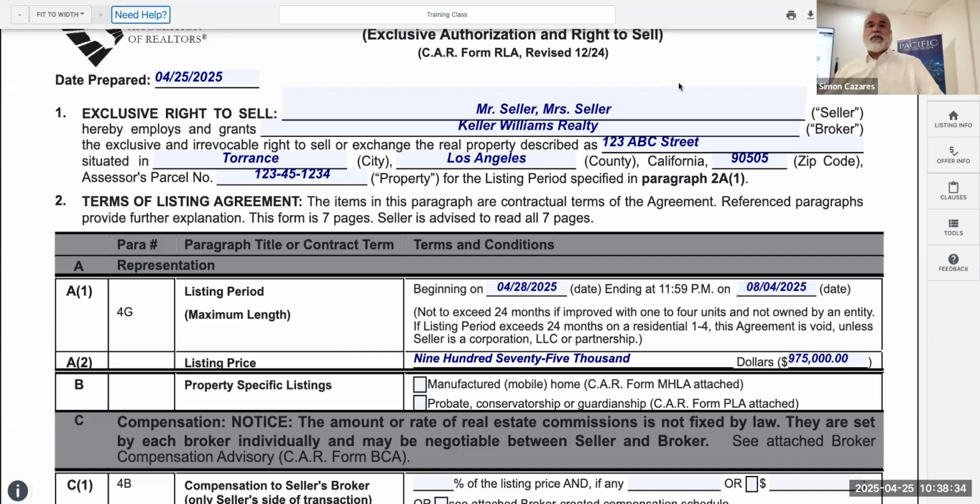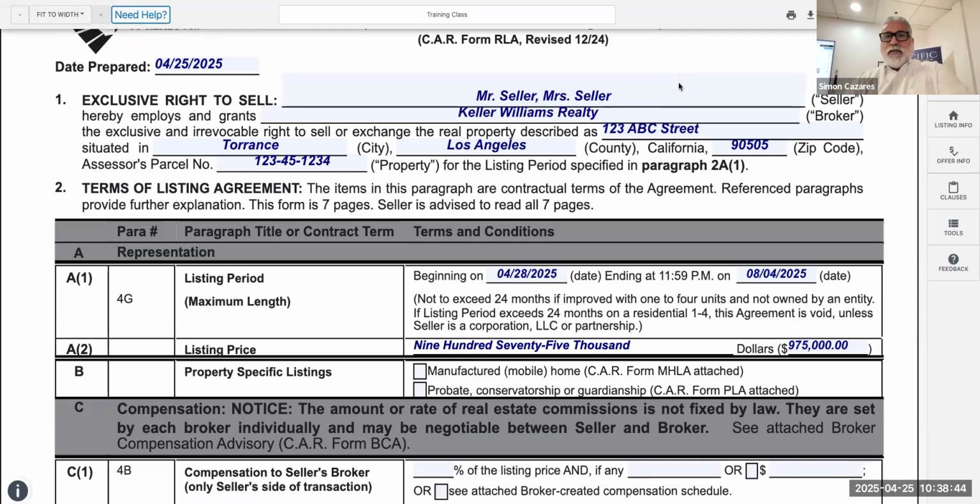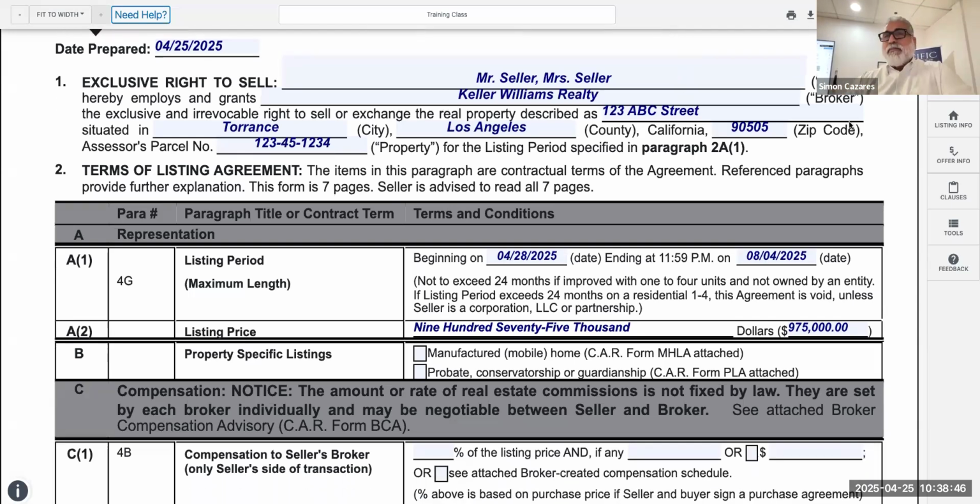But if there's more than one person, more than two persons, more than three persons, then they also have to be in agreement. Otherwise, you don't have a right to list the home. Okay, make sense? All right, the brokerage or the broker means your own real estate company, right?